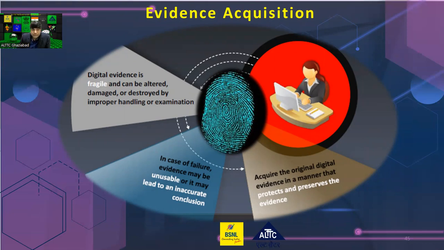Digital evidence is fragile and can be altered, damaged, or destroyed by improper handling or examination. In case of failure, evidence may be unusable or it may lead to an inaccurate conclusion. Acquire the original digital evidence in a manner that protects and preserves the evidence.